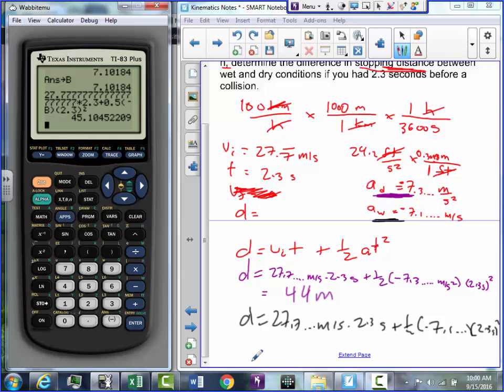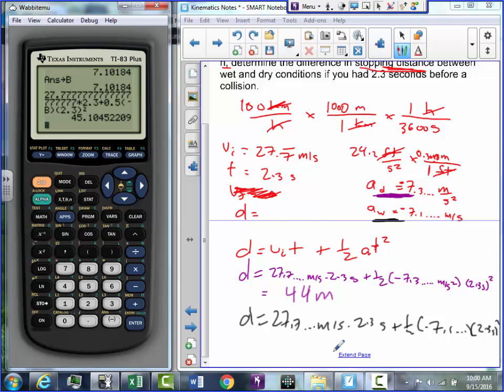But doesn't that make logical sense? Under the worst conditions, you're going to skid just a little bit further than you did under optimal conditions, right? So under dry conditions, you're going to need 44 meters to get yourself slowed down. Under wet conditions, you're actually going to skid an extra meter.